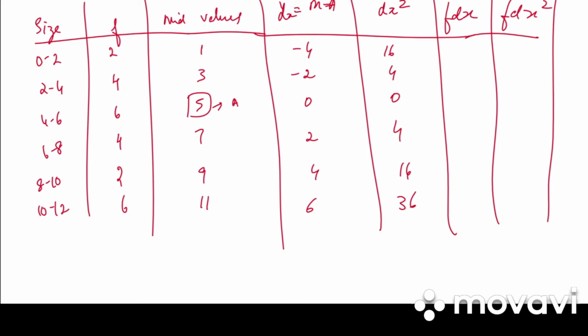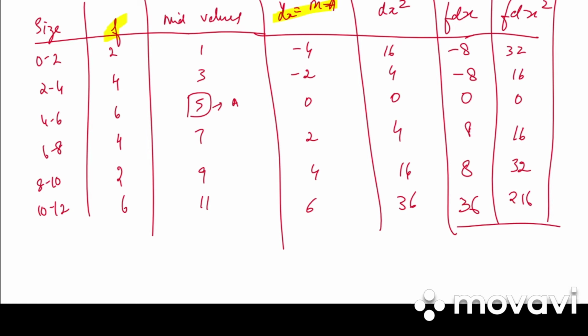Then we need to find f dx, that is column 2 and dx column 4. So minus 8, minus 8, 0, 8, 8 and 36. Next we need to find f dx square. So column 5 and column 2 we need to multiply. So 32, 16, 0, 16, 32, 36 into 6 is 216. So what is the total of summation f dx? It is 36. Summation f dx square, it is 312.